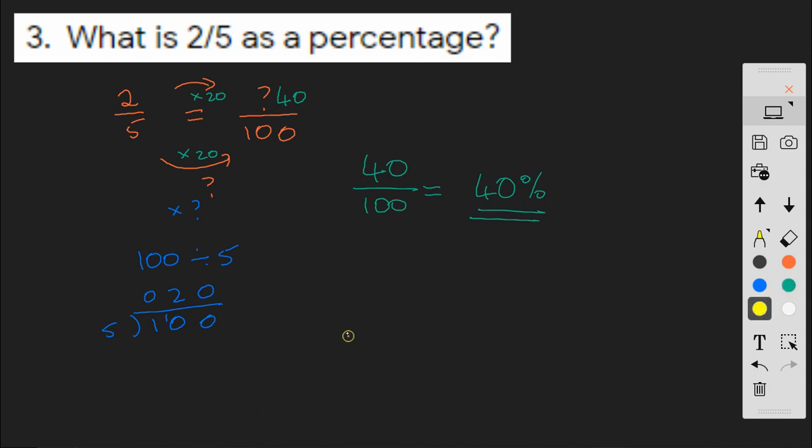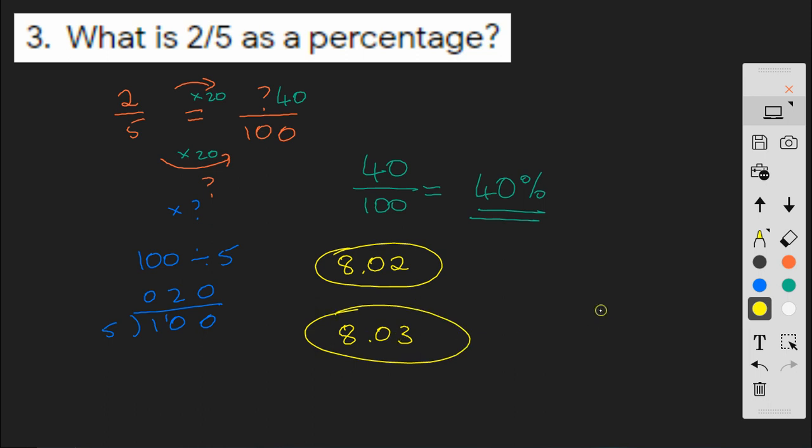And if you need to do a nugget on that, then we've got 8.02, which is expressing fractions as out of 100, and another one does a few more of these calculations, 8.03.